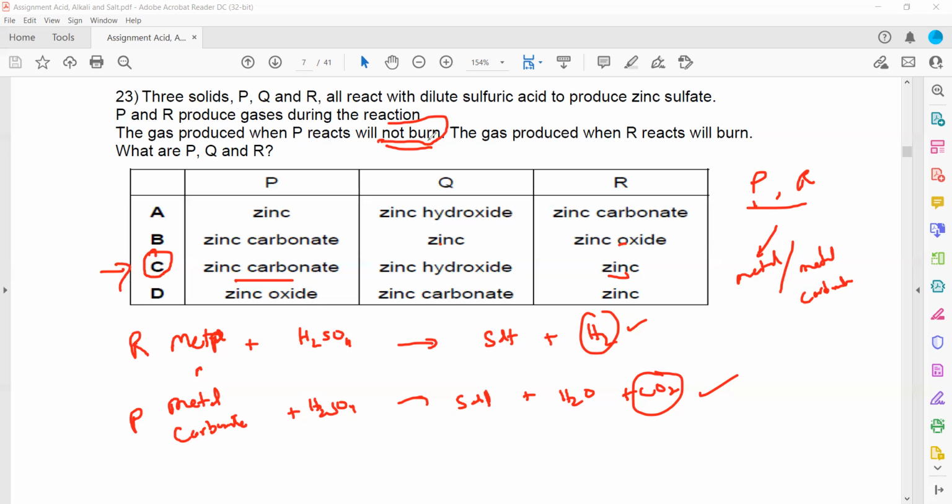Because P is producing a gas which does not burn, and carbon dioxide does not burn or support combustion. And R is producing a gas which burns, which means it is producing hydrogen, as hydrogen can catch fire. So R is a metal producing hydrogen gas, and P is a metal carbonate producing carbon dioxide gas, like zinc carbonate. So the answer is either B or C, but R is a metal, so that's why C is the right answer.